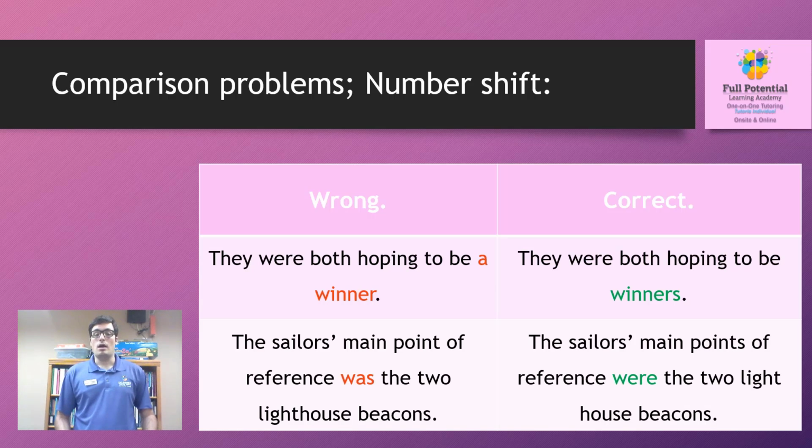First example, "a winner" must be changed to "winners" to match the subject "they," because it is two on two then, and so the numbers match. Next example, "was" must be changed to "were" to match the plural lighthouses in the sentence. By matching the number of the subjects in a sentence, you can fix comparison problems as well as have parallelism in a sentence. And if you have that, you'll have a better SAT or ACT score overall.